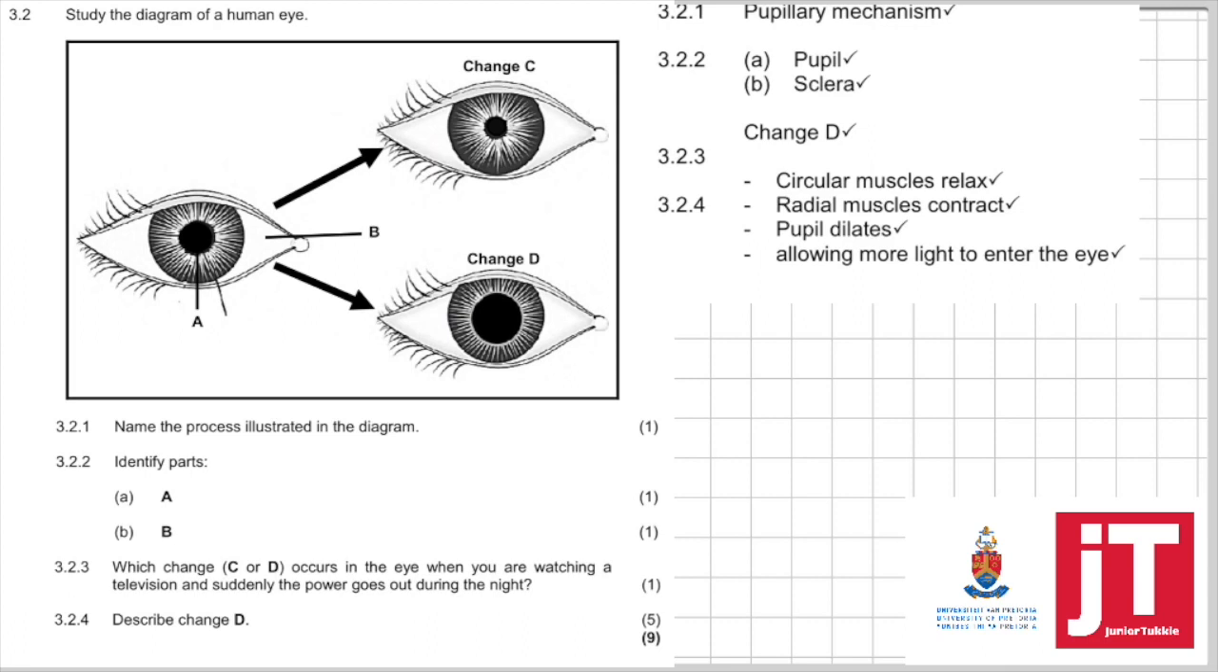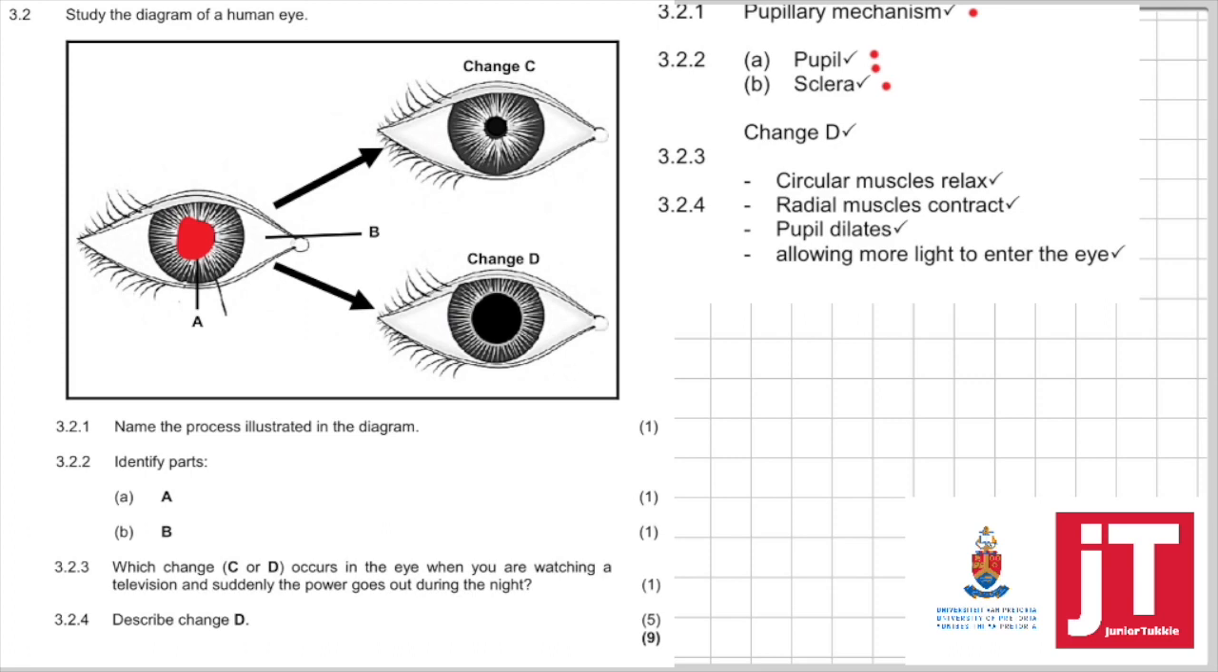Here you can see the pupil is changing size. And that is, of course, the pupillary mechanism. 3.2.2 Identify parts A. Part A is pointing to this part here, and that is the pupil. Part B is pointing to the white part of our eye, and that we know is the sclera.